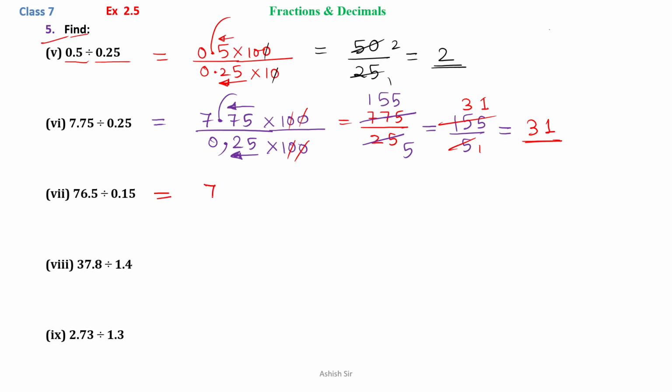Moving on to the next one, that is 76.5 divided by 0.15. Now when we remove the point from the numerator, it is only one digit. The decimal point is after one digit. So we are going to place a 10. In the denominator, the decimal point is after two digits. When you remove the point, you have to place a 100 here.